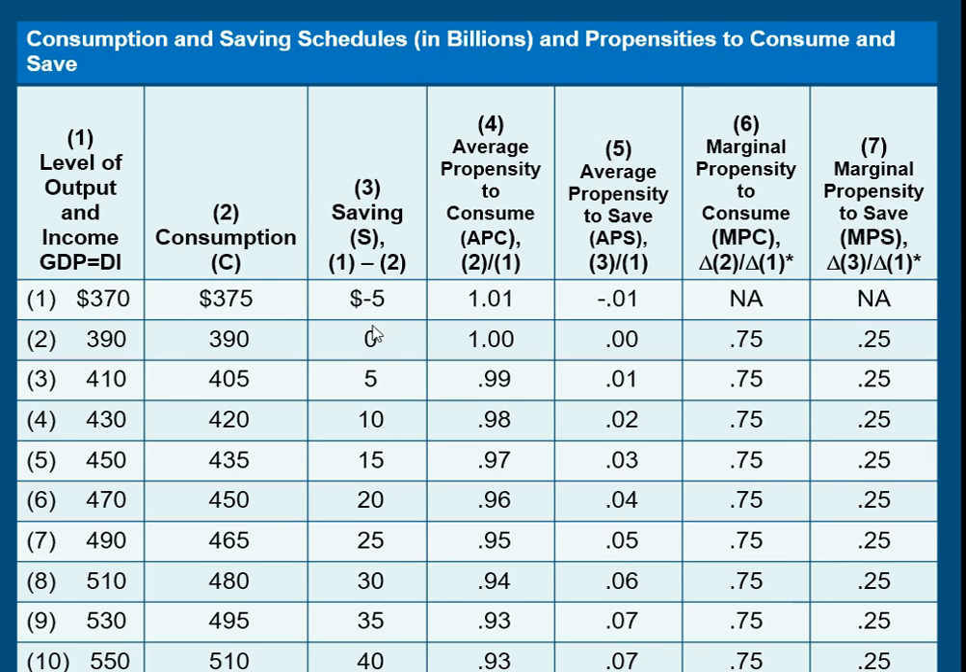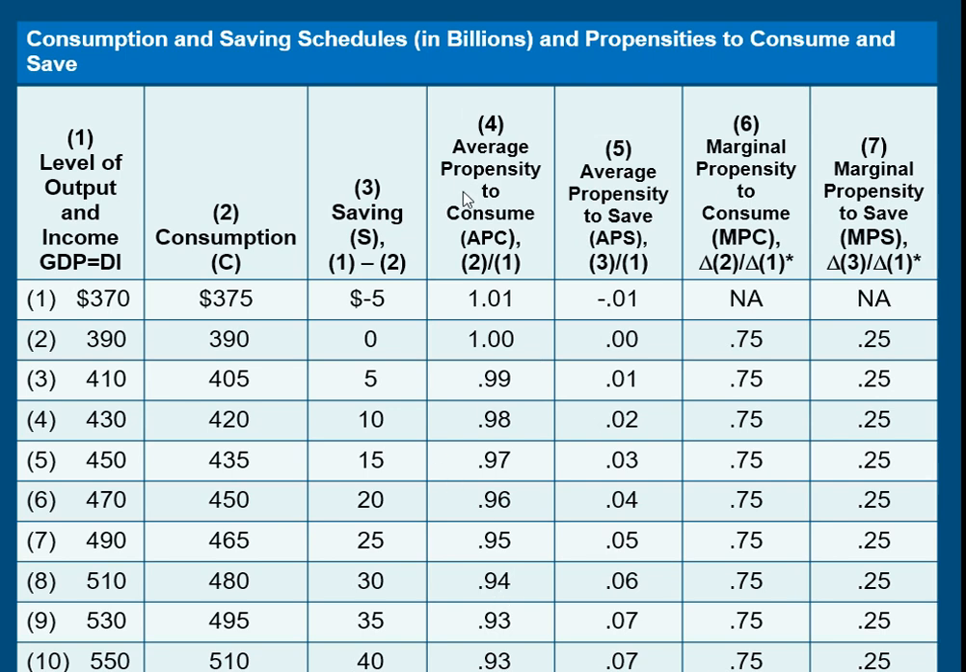So we have calculated all of these values in our previous slide. Average propensity to consume is equal to consumption divided by income. So the consumption is 375 and the income is 370. So when we divide 375 by 370, it will give us average propensity to consume. Similarly, when we divide 390 by 390, it also gives us average propensity to consume, and so on.